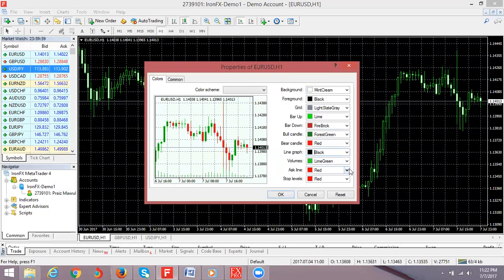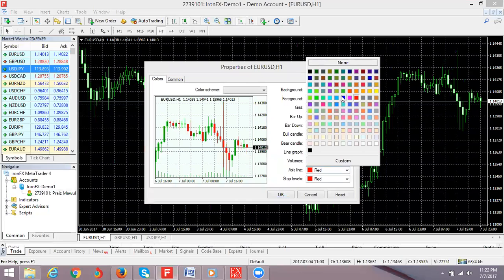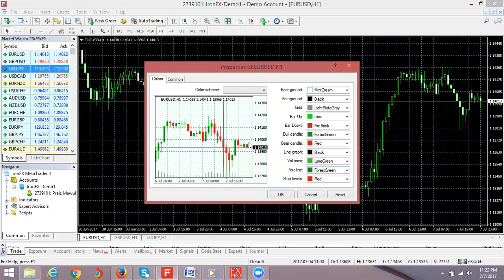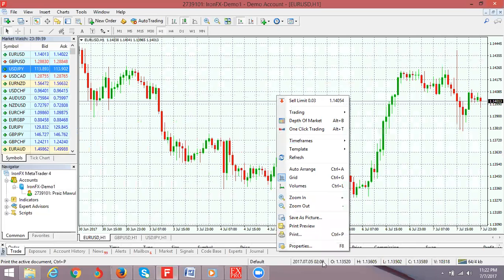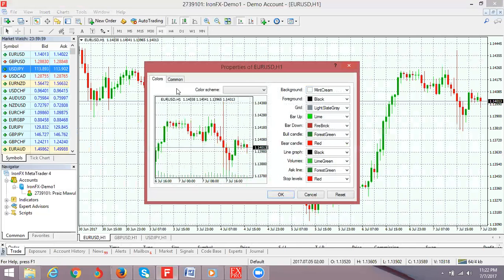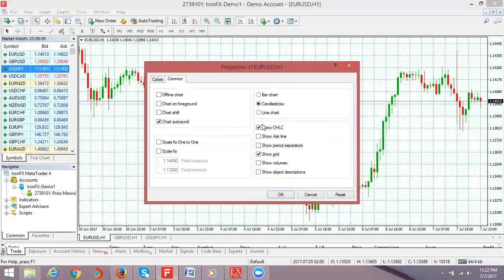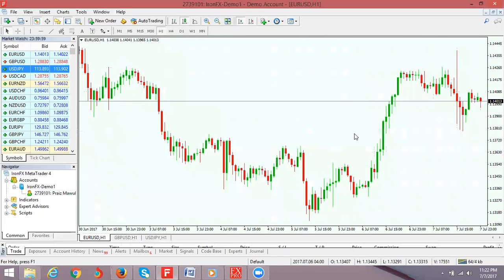So the ask line, you can make it green. Anything you want. So, and when you click OK, the settings have been made. You can see that it is changed. I don't like the grid, so I can go back to properties. Then this time go to common. Then I take off the show grid. Then now this is how our chart looks like.